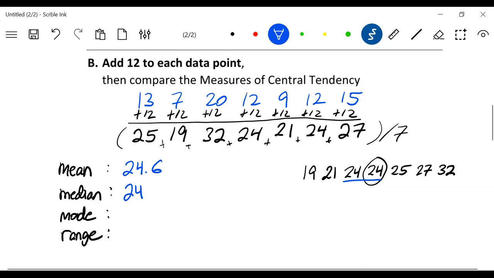24 is repeated, and it's the only one repeated. That makes it the mode. There can be more than one mode, by the way. If, say, the 32 there was also repeated, then we would have 2 of them that are the mode. And for the range, we will look at 32, take away 19, which is 13.